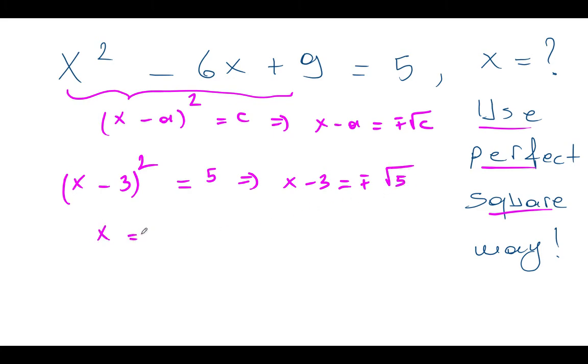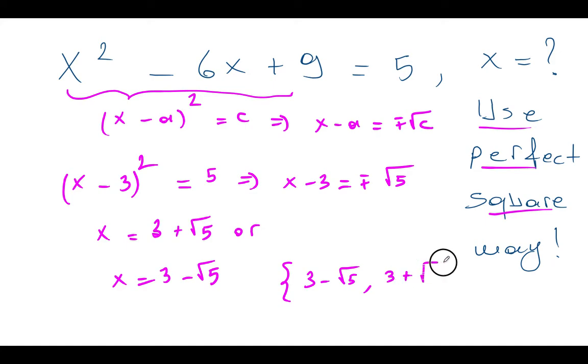So x is equal to positive 3 plus root 5, or x is equal to positive 3 and we have negative root 5. So these are the solutions. It's clear that 3 minus root 5 is less than 3 plus root 5. So if I want to write it as a solution set, first I write the smallest number, and then I write the biggest number. I hope that's clear.